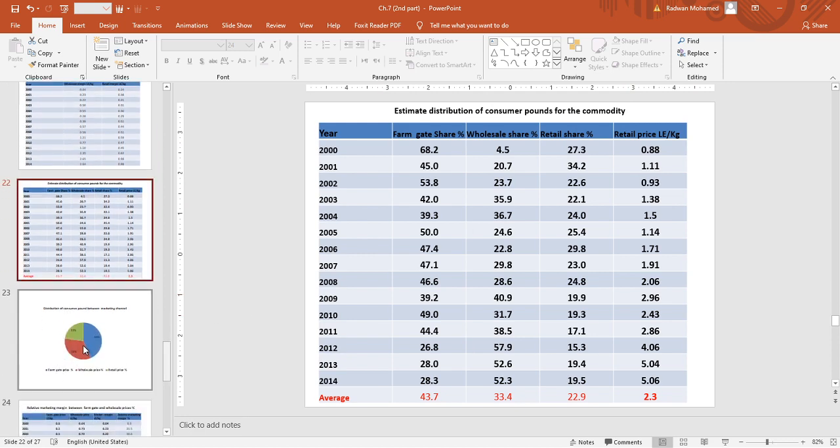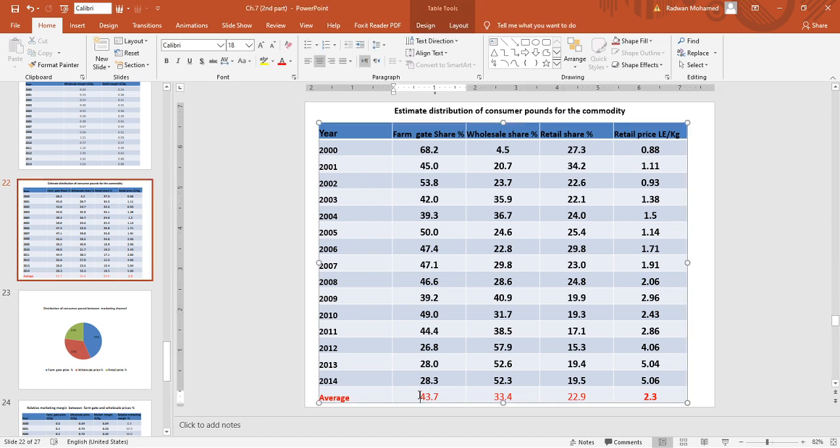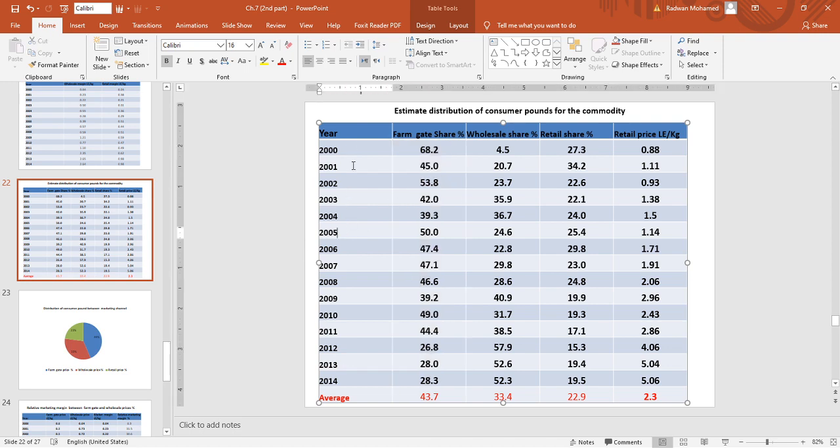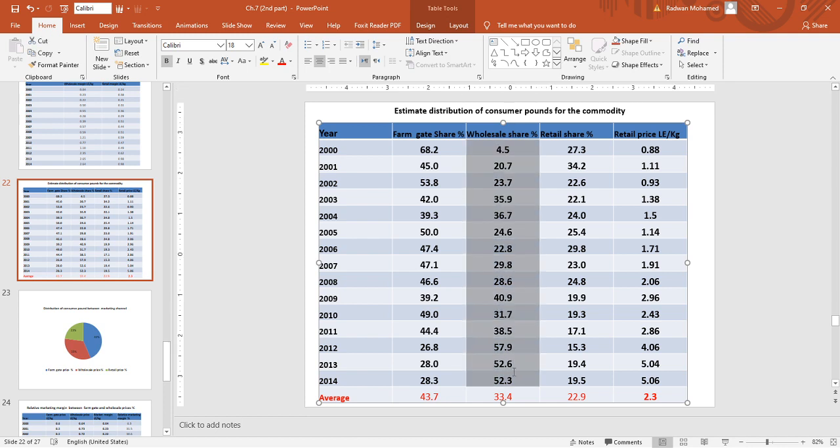So if I do a graph, I will calculate the average for sure. How could I calculate the average for this column? The average of farm gate is equal to what? The summation of all values divided by the number of values. What is the number? The number of years. So I will sum all these values and divide by 15, counting 1 to 15. It will give me 43.7. The same here: I will sum this one and divide it by 15, and so on for the upcoming columns.